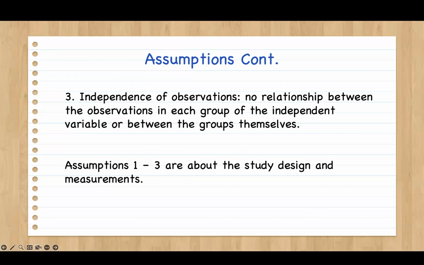And third, you should have independence of observations, which means there's no relationship between the observations in each group of the independent variable or between the groups themselves. We didn't teach probability theory here, so it's a bit difficult to understand. But since probability theory is a foundation for understanding inferential statistics, you may catch up on the probability theory you learned in high school to understand.